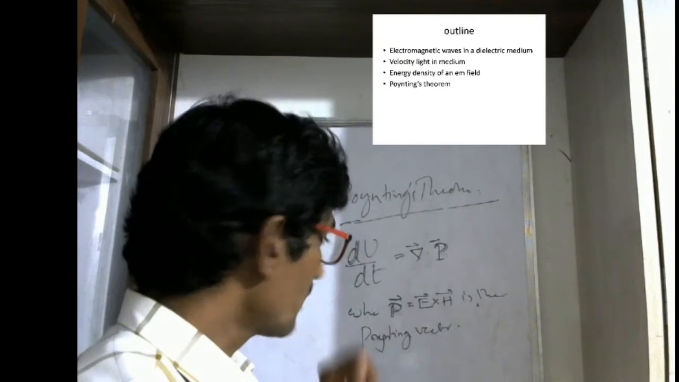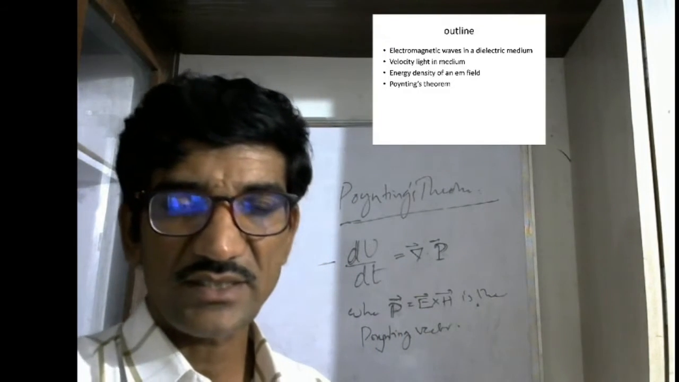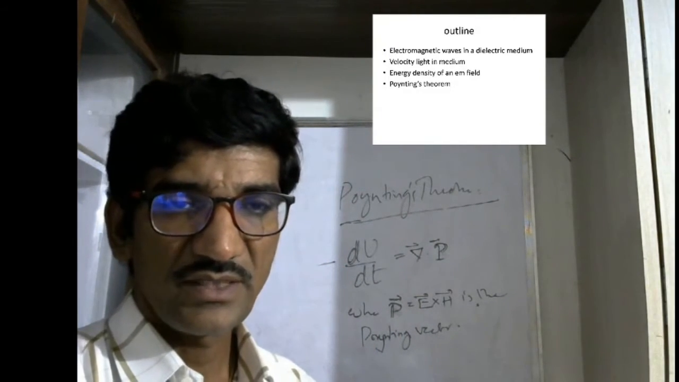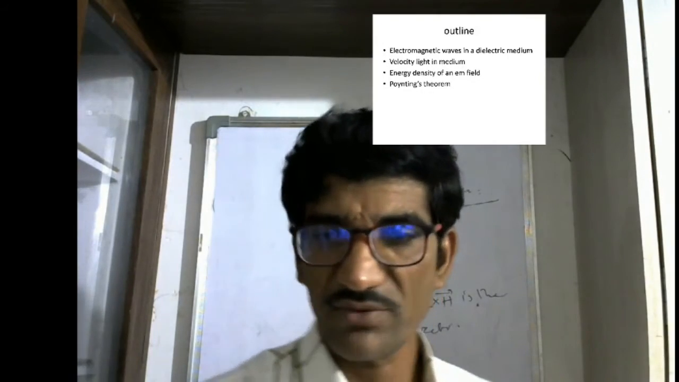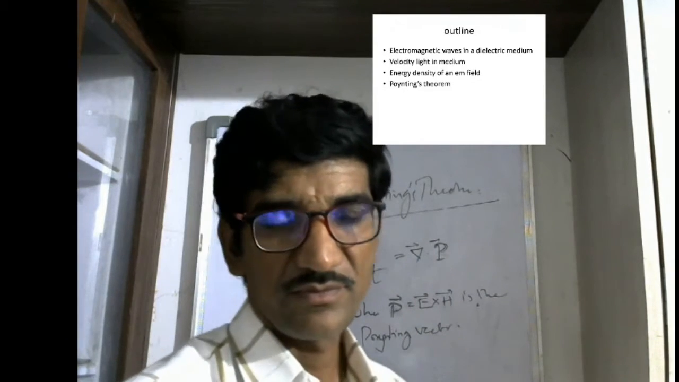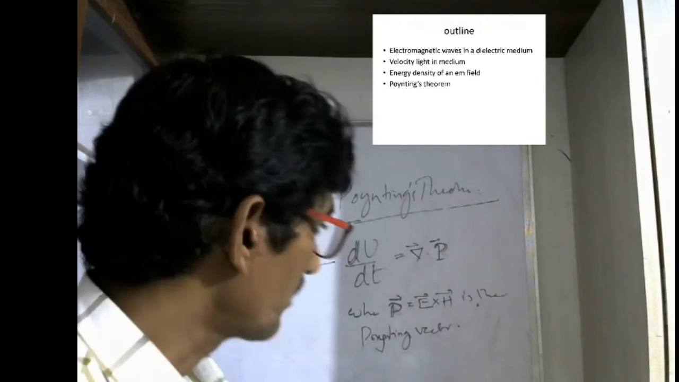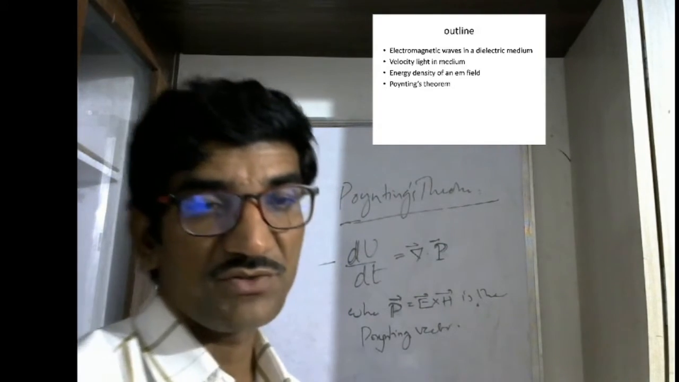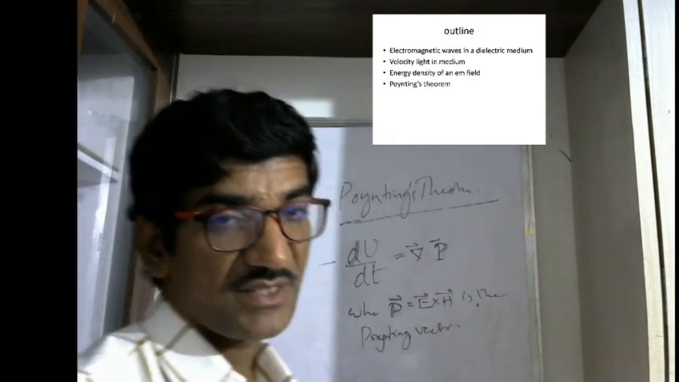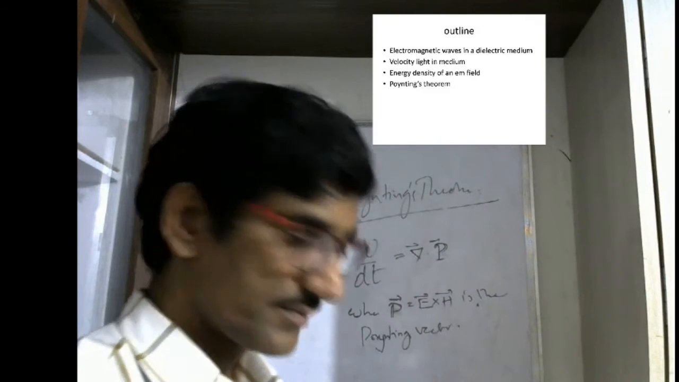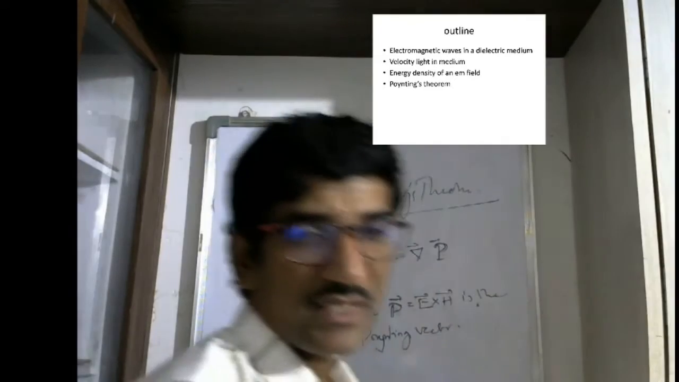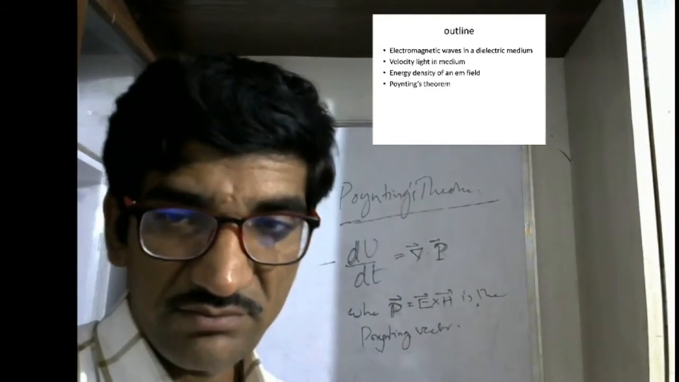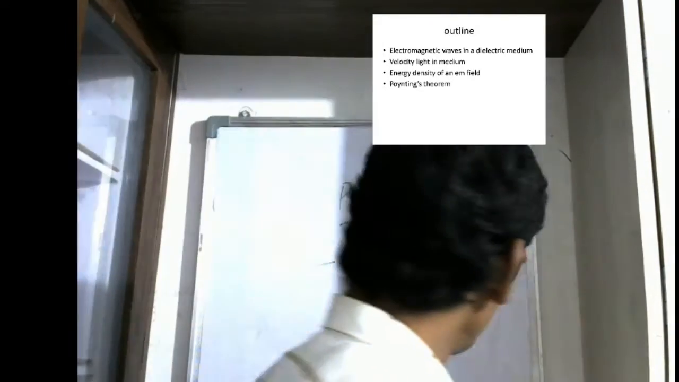Now what is the physical meaning of this Poynting vector? It will give you the energy loss per unit area per unit time. It will give the magnitude of energy passing out from the unit surface per unit time. And it will be perpendicular to that surface through which you are observing the energy dissipation.